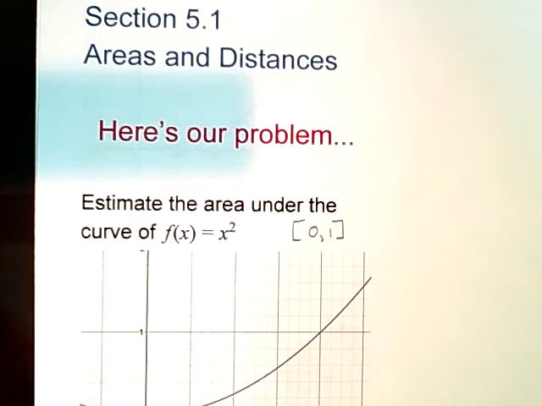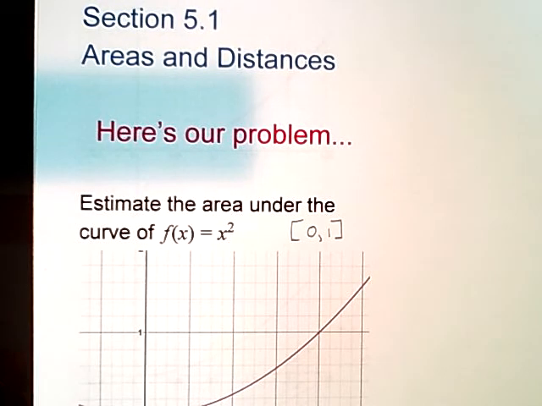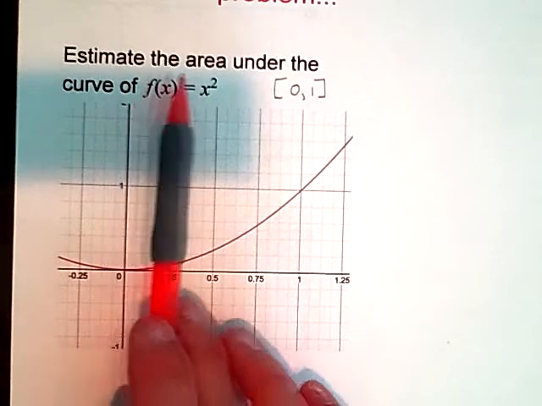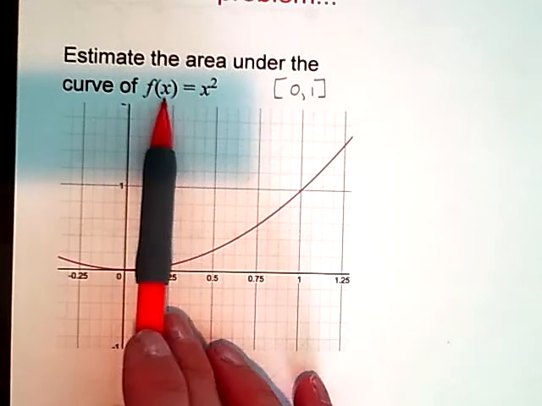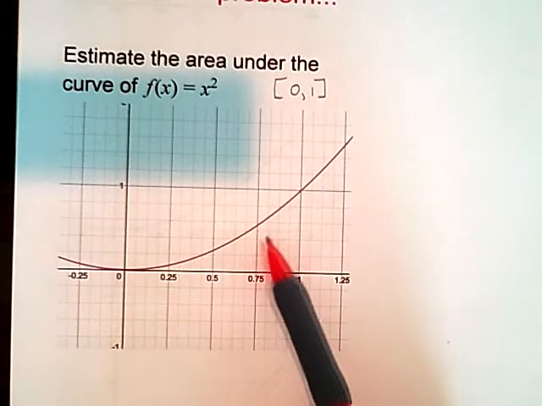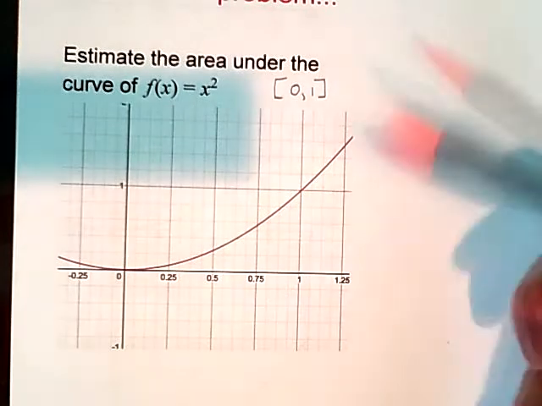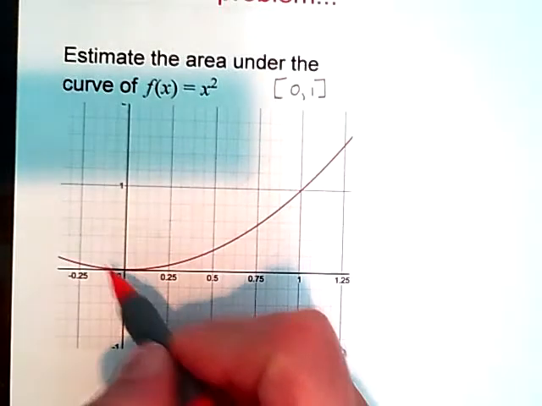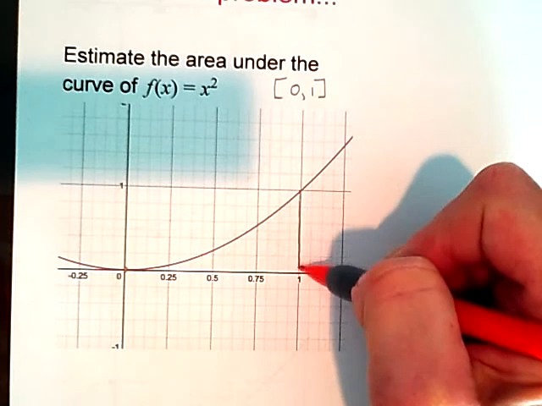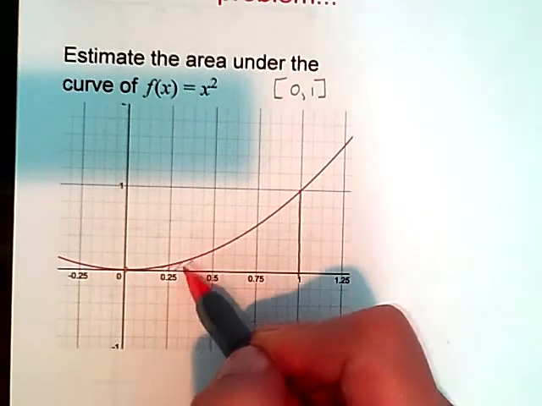Hi, so today we're going to start chapter 5 and we're going to talk about areas and distances under a curve. So here's our first problem. What we want to do is estimate the area that's under this curved function. This curved function is the parabola x squared, but I'm only interested in the area that fits between the interval 0 to 1. So I'm looking for this curved piece.